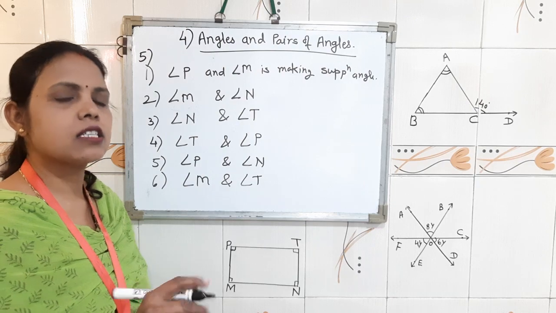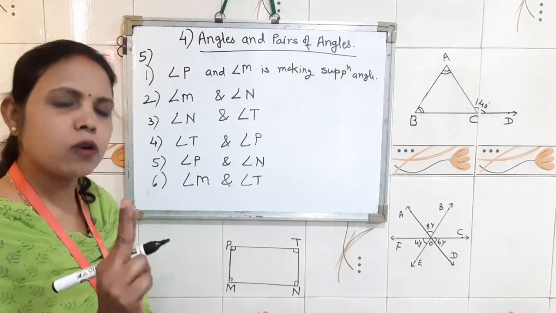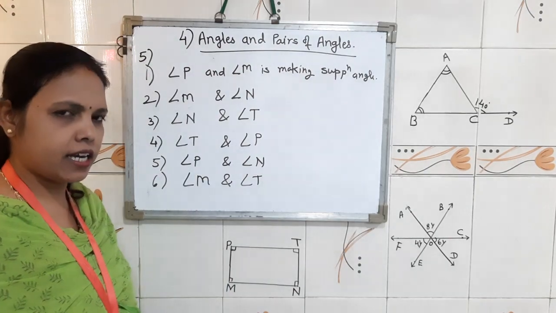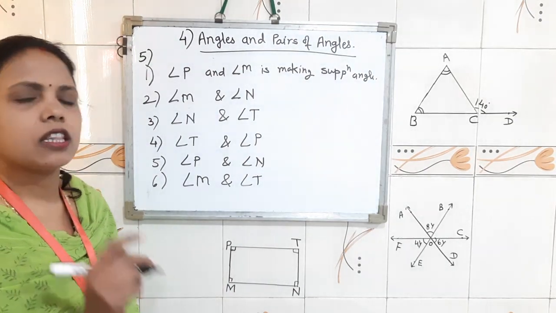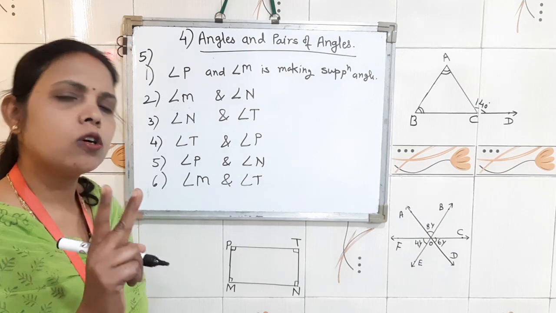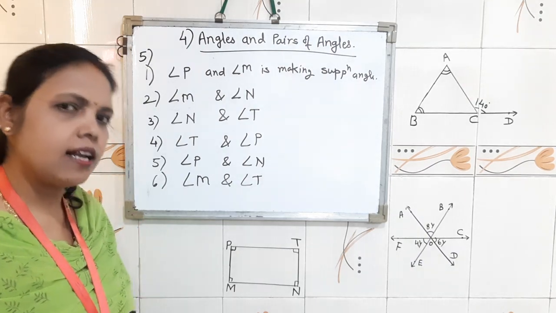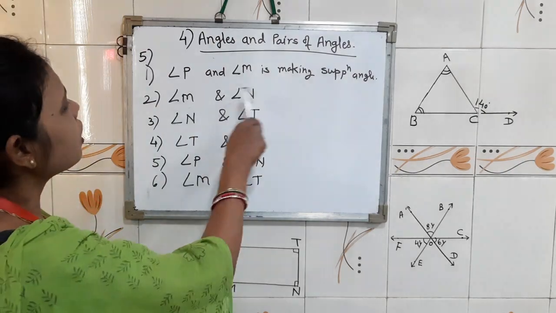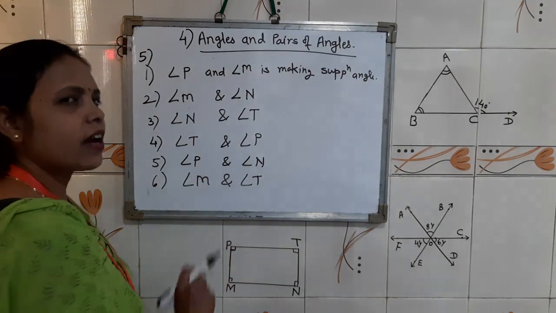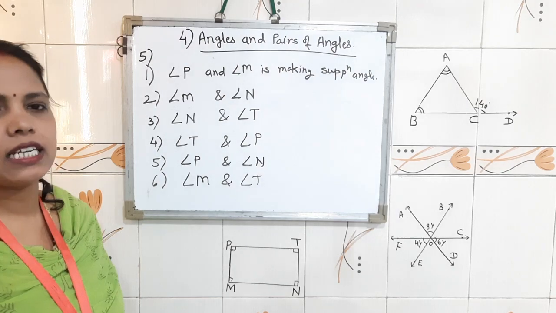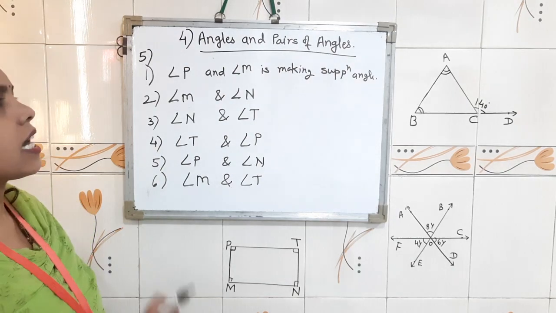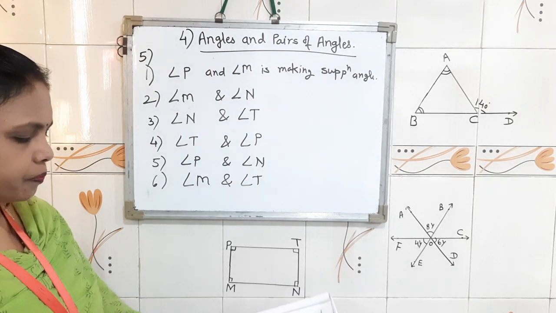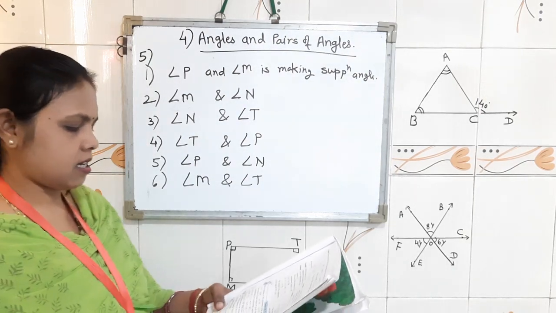Supplementary angles means the sum of the measures of two angles is 180 degrees. Therefore, all these pairs of angles make 180 degrees, and so all these angles are supplementary angles. Okay. Now, question number 6.